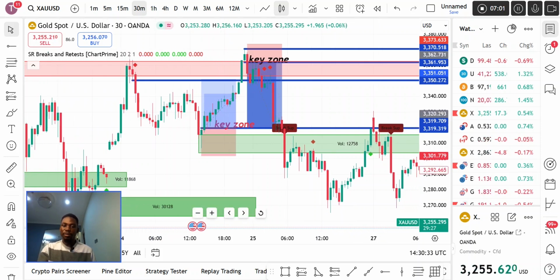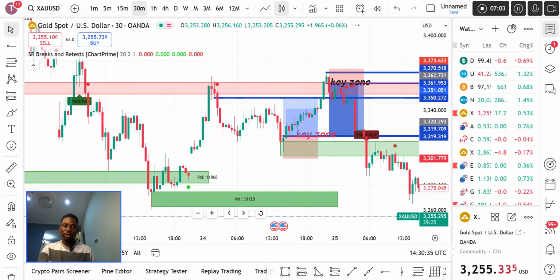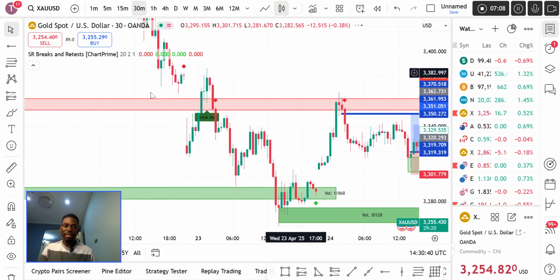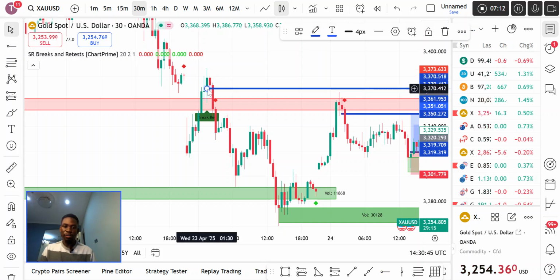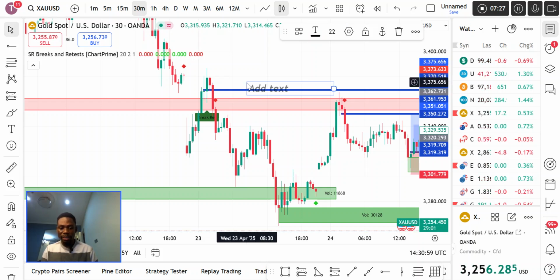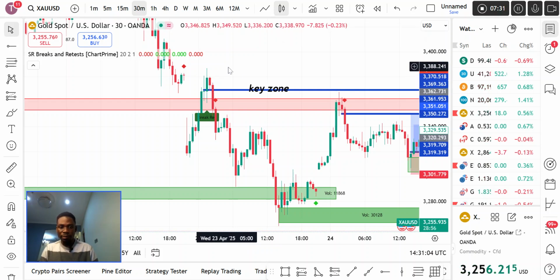So let me zoom in. So you see how we caught this one. So see over here too, we had another example here. You can see a zone, this zone. So this one has created a key zone. You see why I said that the key zone is when the market comes to that area, it will go back to that same area. So this place is also a key zone. So let me just mark this place as a key zone. Key zone here. So this place is now a key zone.